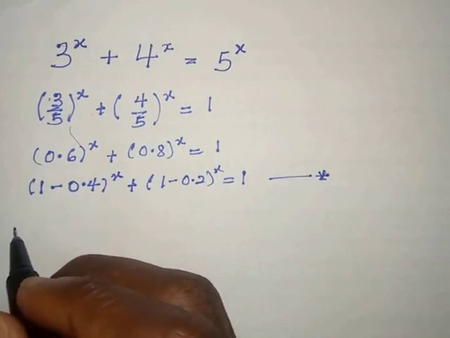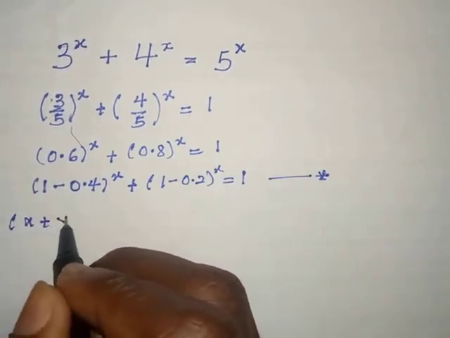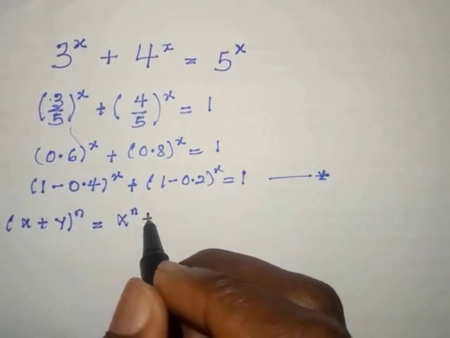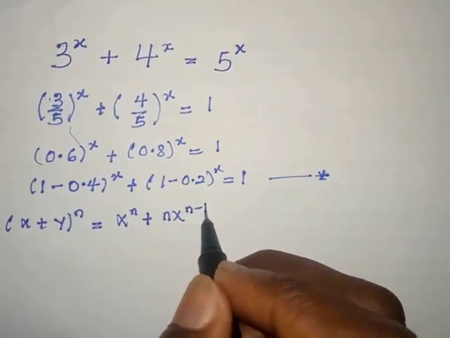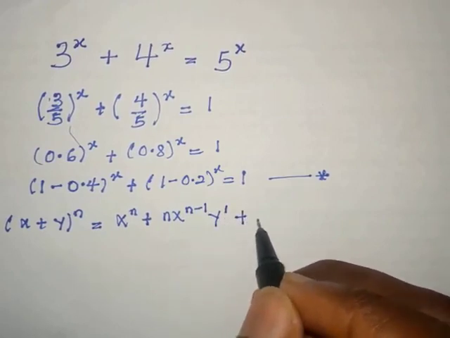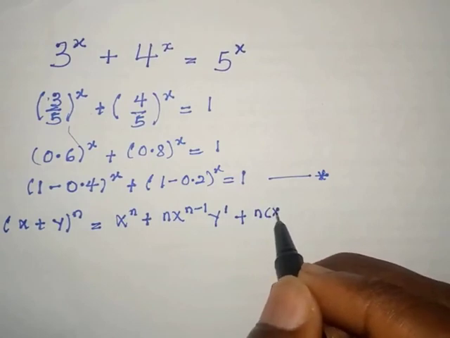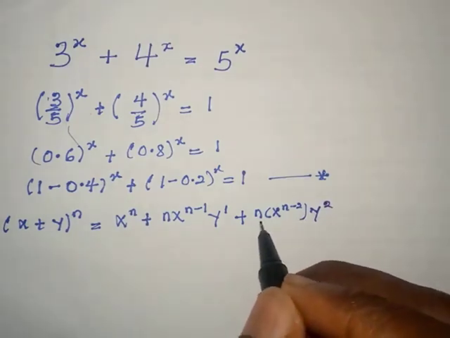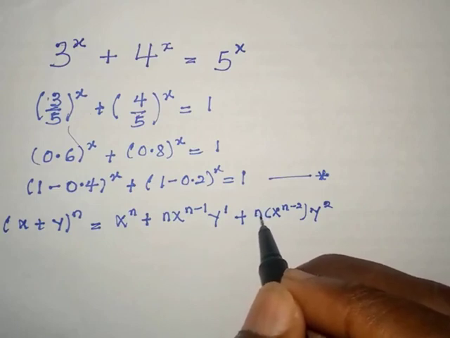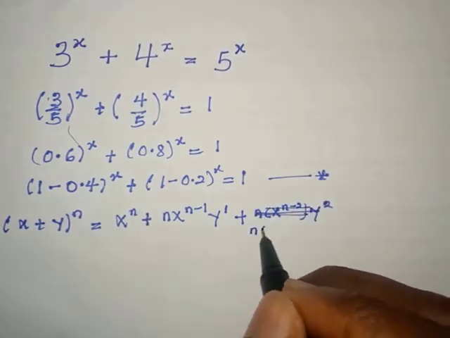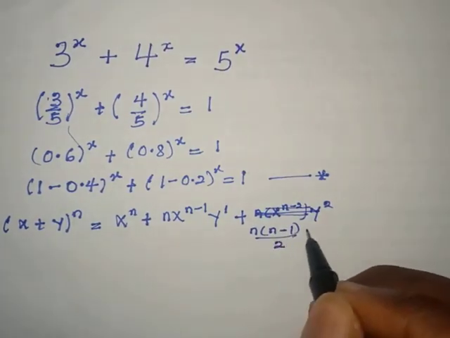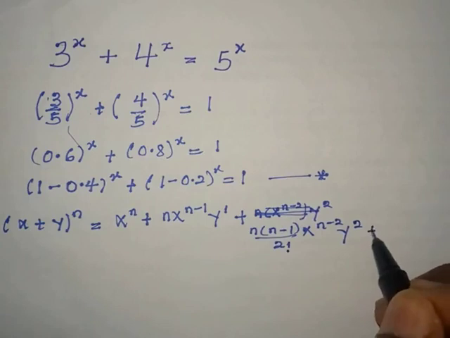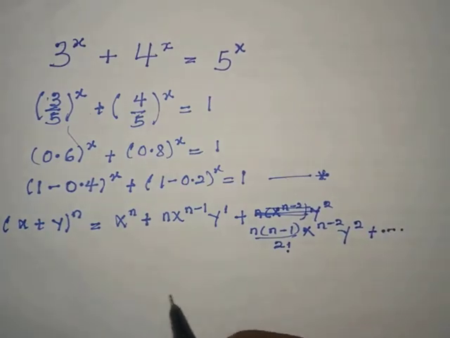From binomial expansion, if you have an expansion of (x + y) raised to the power of n, this is equivalent to x^n + n x^(n-1) y^1 + n(n-1)/2 x^(n-2) y^2, where this is 2 factorial, and that is how it continues till the final step.